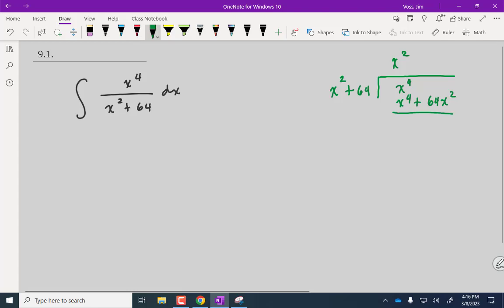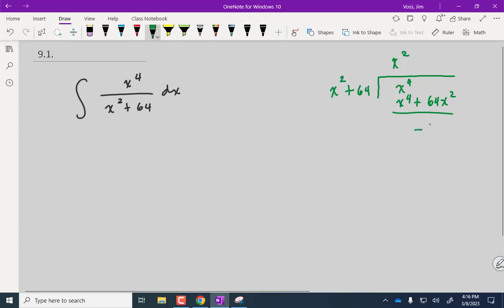So x squared goes into x to the 4th, x squared times. Question? Say if you didn't notice that and you just went straight to trig substitution, would it still work? You could get to a trig sub. It'd be pretty long, but you could get to it.